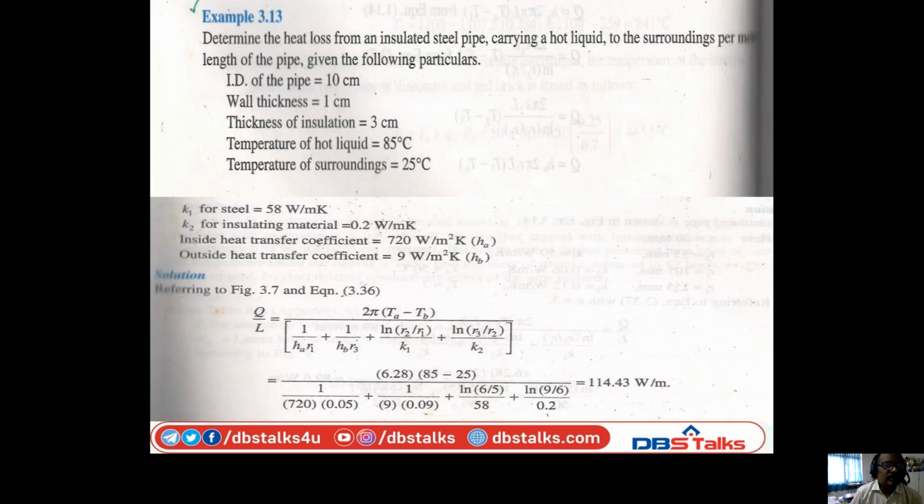This problem also belongs to the composite wall. Here there is the door of a cold storage, made of two 6 mm thick glass sheets. This is one glass sheet and this is another glass sheet. The thickness is 6 mm, and they are separated by a uniform air gap of 3 mm. So these two glass sheets are separated by a 3 mm air gap.